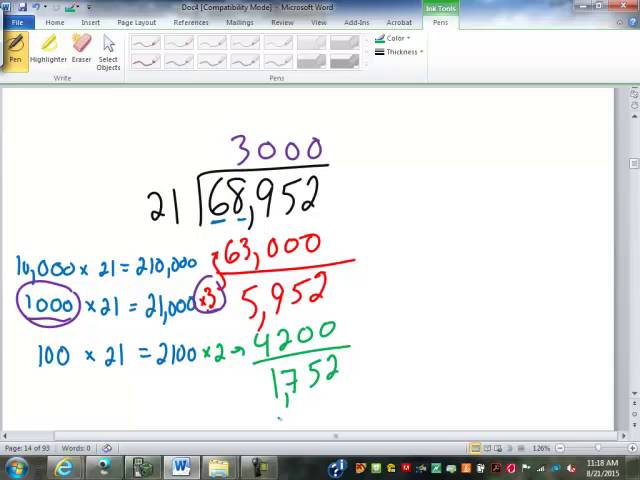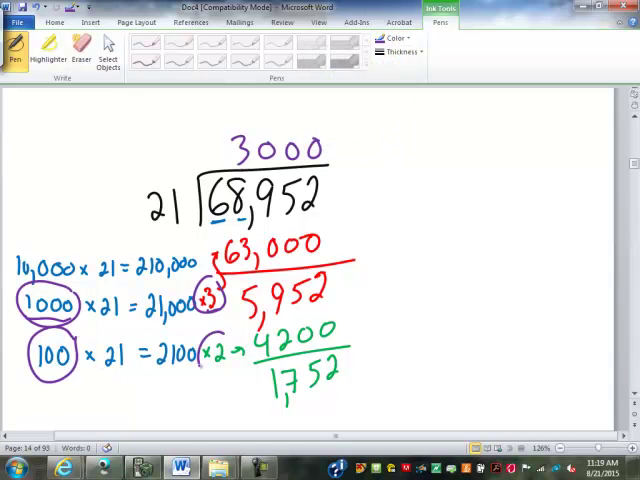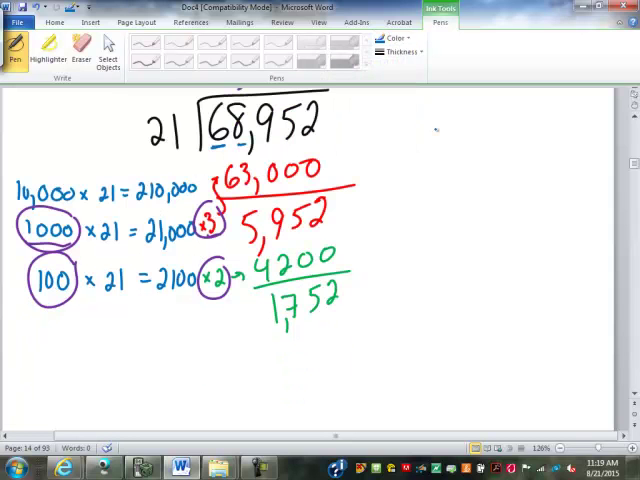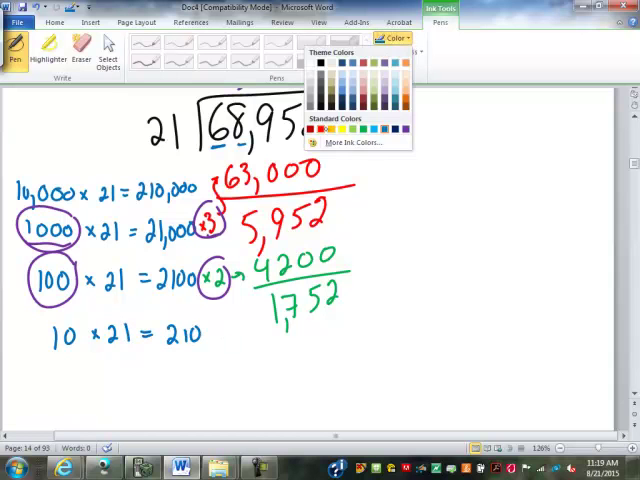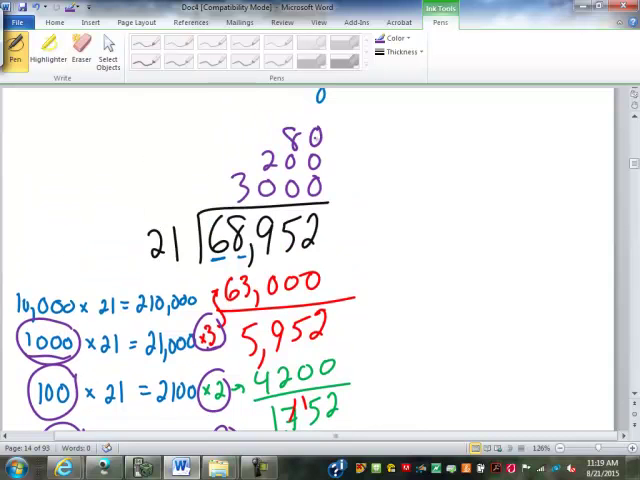Leaving us with 1,752. So there, what I just did, I subtracted the 21 100 times 2, or 200 times. I just subtracted 200 21s. Next place value, 10. 10 times 21 is 210. Can I subtract that? You bet. How many times? 8. Perfect. 1,680. I subtract it. 72. So again, I just subtracted that 21 10 times 8, or 80 times.